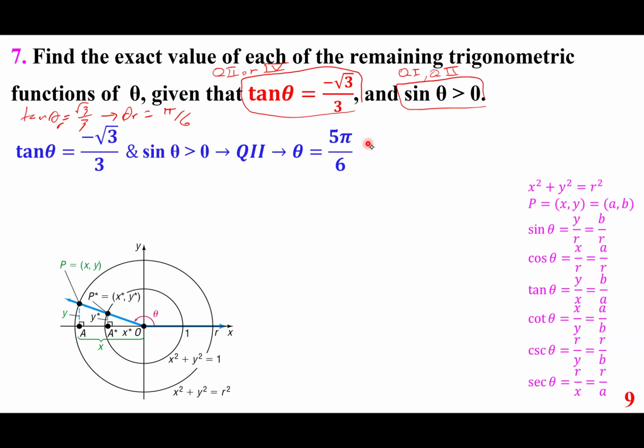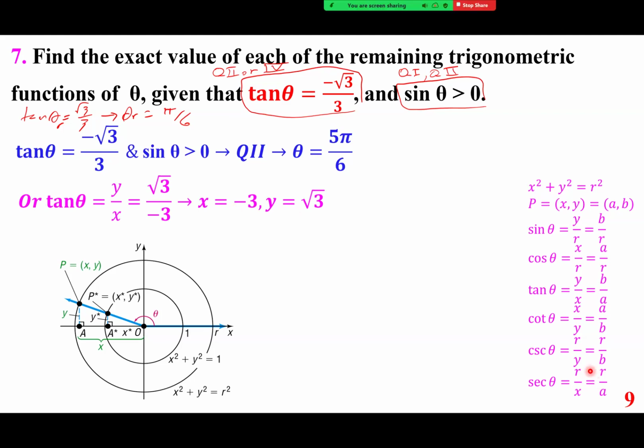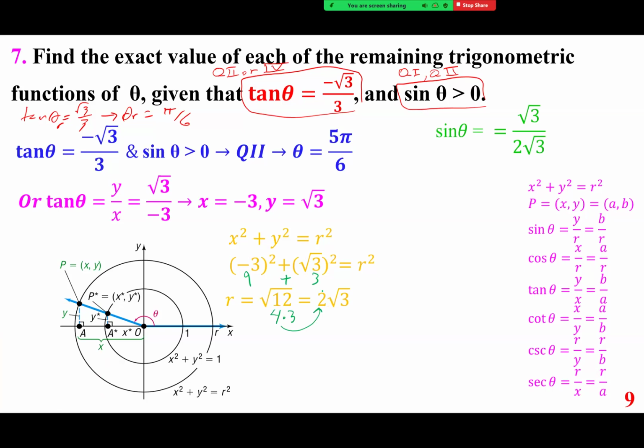Or if we want to write tangent is y over x, in the second quadrant, y is positive, x is negative, so x is minus 3, y equals square root of 3, and now plug in. Now, before you plug in, you have to find the r: x squared plus y squared equals r squared. Negative 3 quantity squared is 9. This one is 3. They add up to 12. And you should know 12 is 4 times 3. 4 comes out as 2. So if you want to stick with that, just plug in, sine is square root of 3 over 2 square root of 3, or 1/2. But like I said, it's a common arc and we should know sine is 1/2.